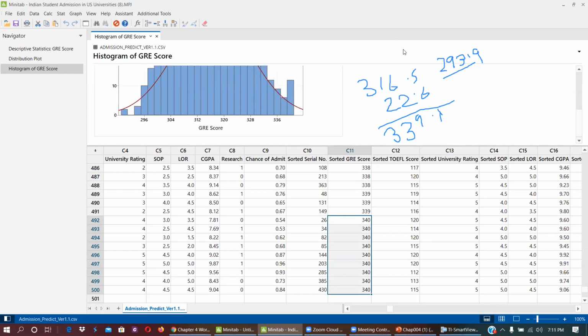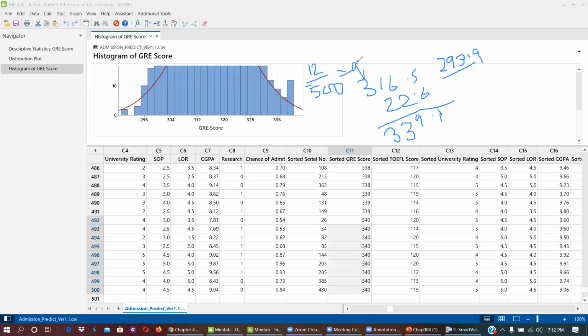So let me do the calculation. 12 are not in the range out of 500. I'm just roughly checking whether this is fitting in 95%. So how much is this percentage? It is close to 95%. I think it is 92%, so basically this is coming between 97 and 98%. It says 95.5% of the data must be here.